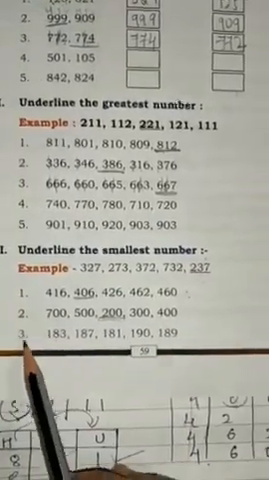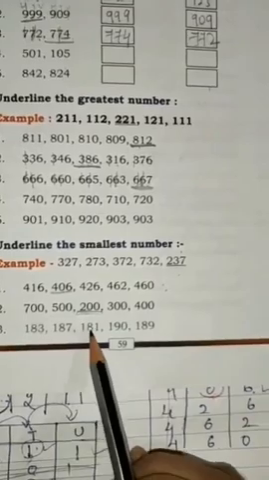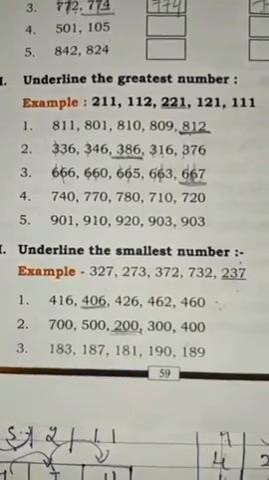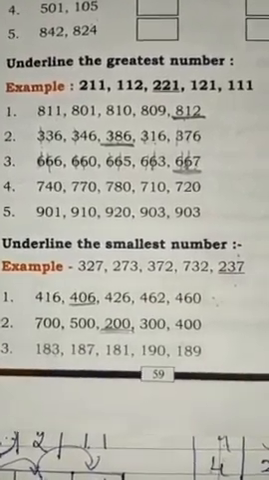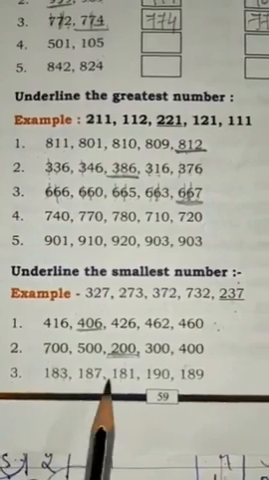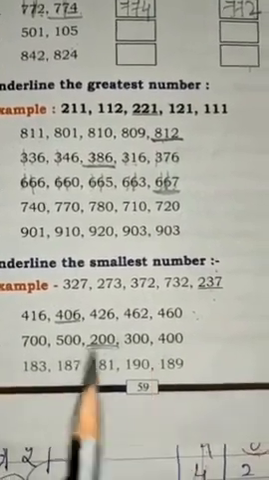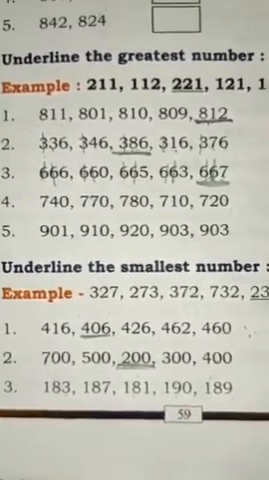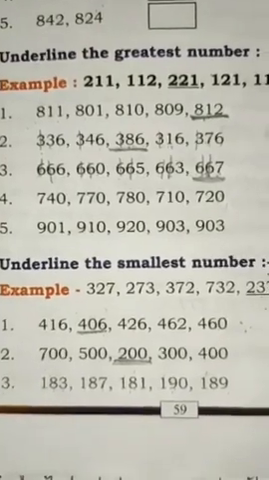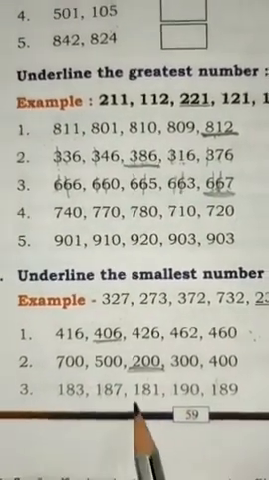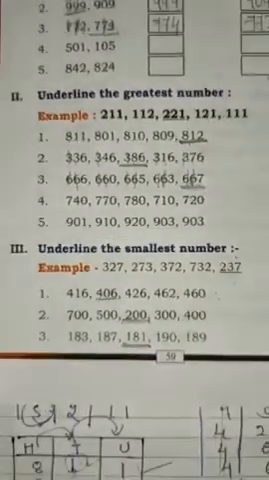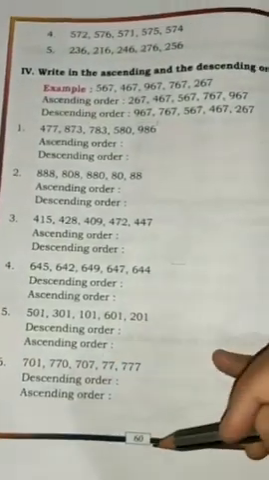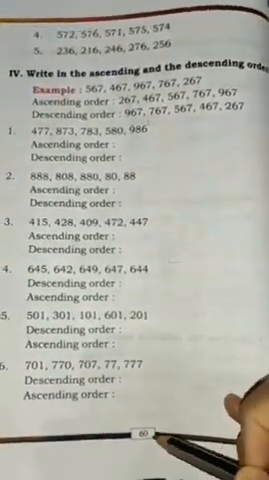Now come to the next example: 183, 187, 181, 190, 189. Now you tell me which is the smallest number here. First you have to compare all the digits in the 100 place. Next you go to the 10th. Next you go to the unit. Now you tell me which is the smallest here. Yes, come on fast. 190, 181 or 187. Which is the smallest one here now? Yes, 181 is the smallest number. Very good, children. In the same way, you have to try to solve the remaining sums on page number 60. Okay.